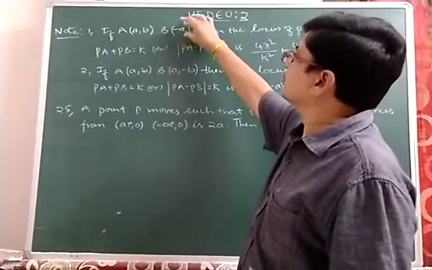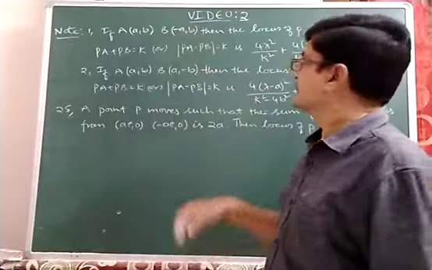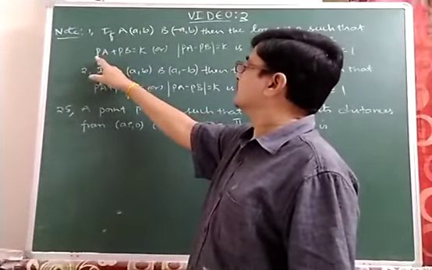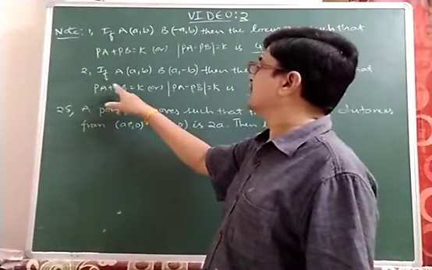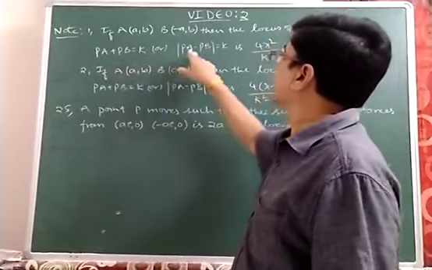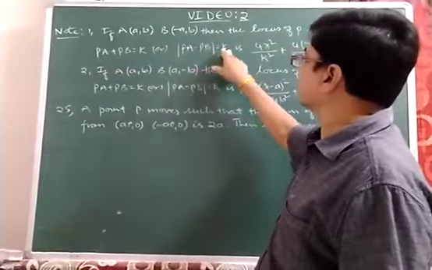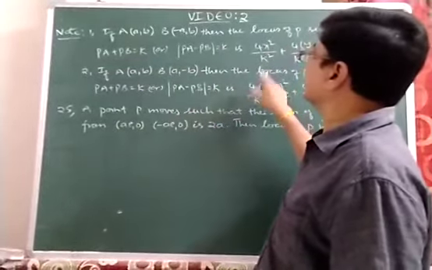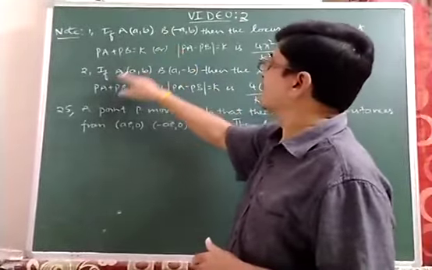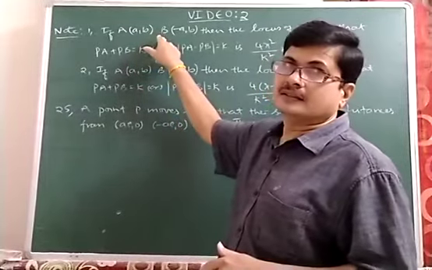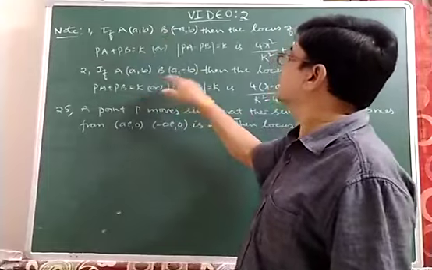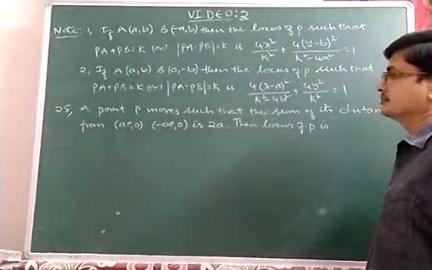First of all, we observe the given points, and the sum of the distances from P to A and P to B, PA + PB, is equal to k. Here also PA + PB is equal to k, and the difference of distances is also k. Then the locus is like this. So the locus depends on the given points. Okay, we just observe the given points and the locus.